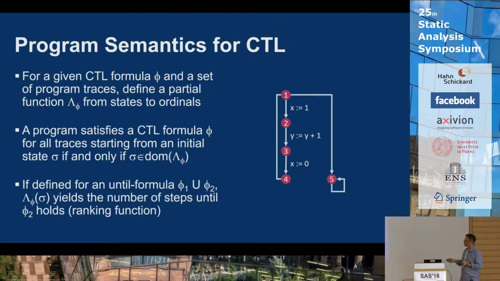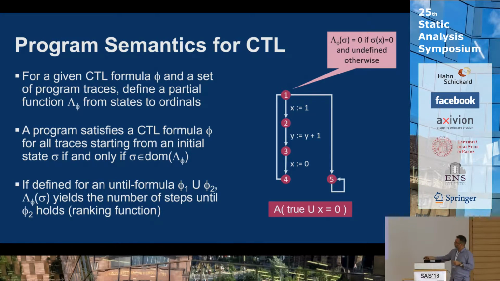So here's our program again. Let's imagine we look at the property that we want always true until x equals 0. And let's see what the function that we define gives us for the initial state. This function would give us 0 if x is initially 0, because then the property holds immediately, so it's defined, and we need 0 steps until it holds. If x is not initially 0, the function is undefined, and that means the property does not hold. We have seen that it doesn't hold because the program might continue like this, and then x will never be 0.